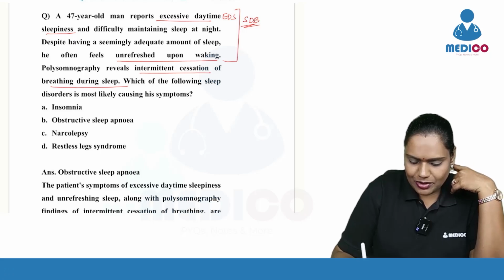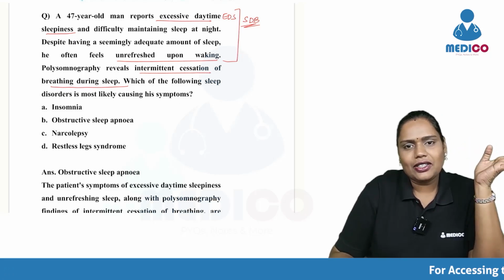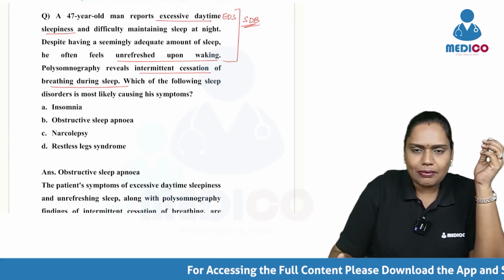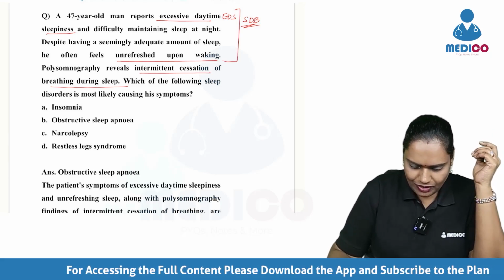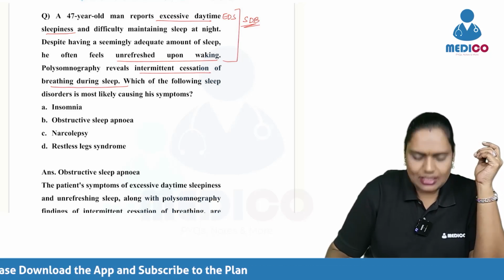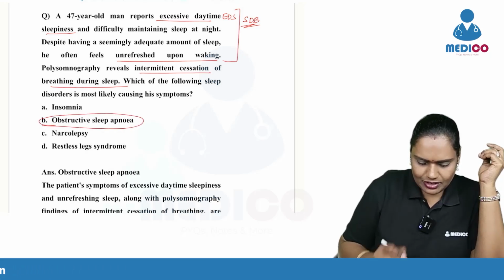Which of the following sleep disorders is most likely the cause of this symptom? So we know it is a direct answer. It is obstructive sleep apnea, OSA, or simply sleep apnea. So they've given 4 options here: insomnia, obstructive sleep apnea, narcolepsy, restless leg syndrome. So what is the answer here? The answer is obstructive sleep apnea.